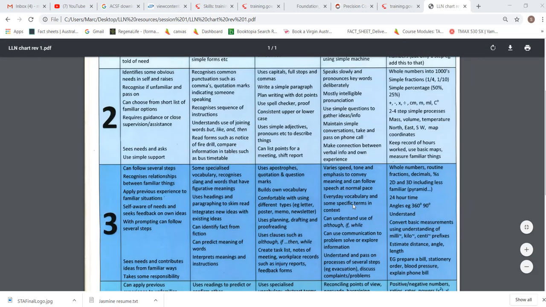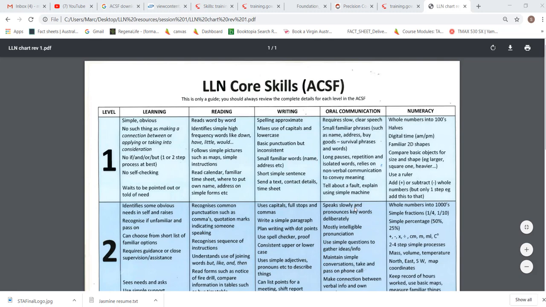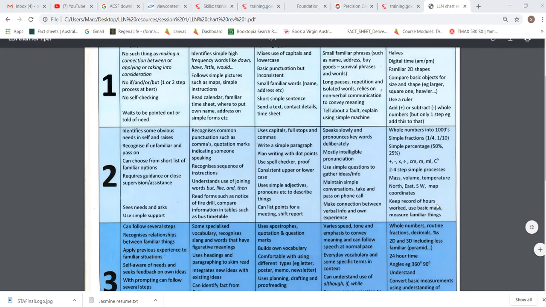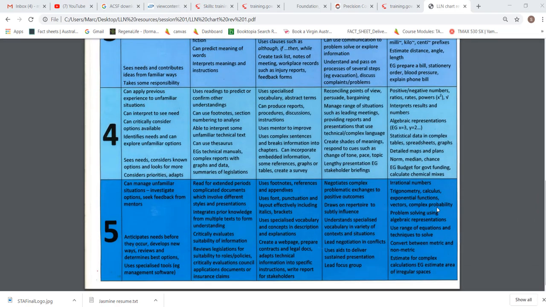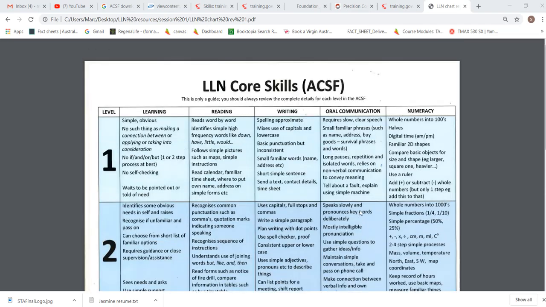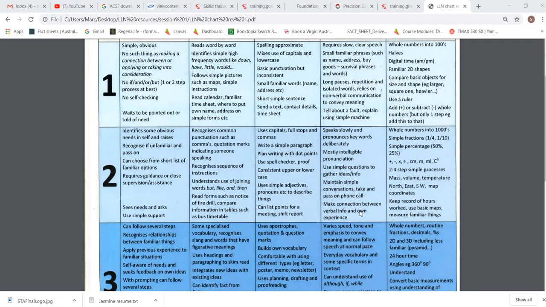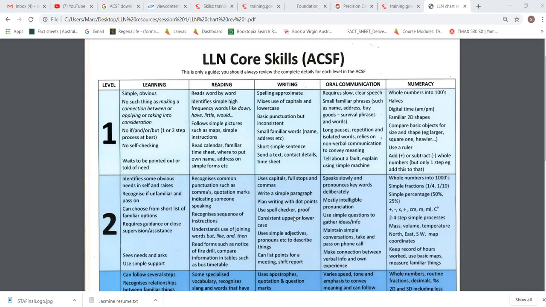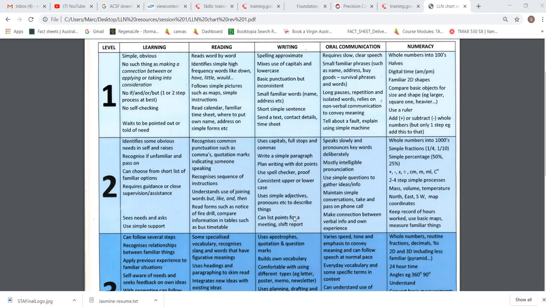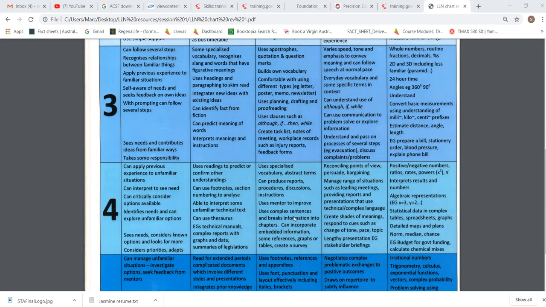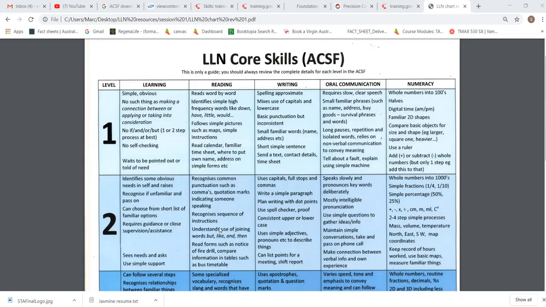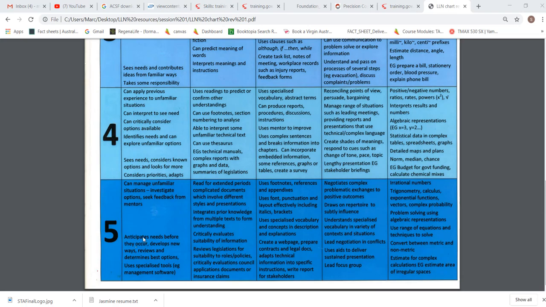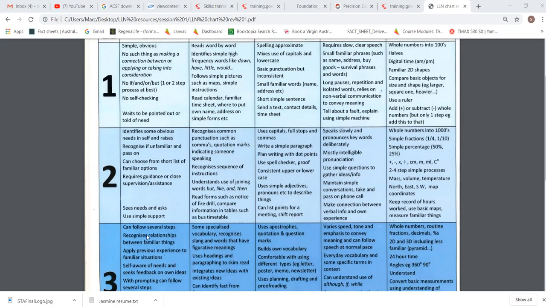So what I now encourage you to do, if you haven't already, is start to plot yourself. What would you give yourself for numeracy? I'll slowly scroll down for numeracy there. And oral communication, what would you give yourself for oral communication? Writing, what would you give yourself for writing? And reading, what would you give yourself for reading? And learning, what would you give yourself?